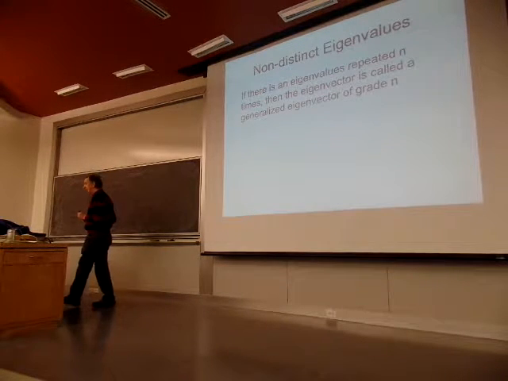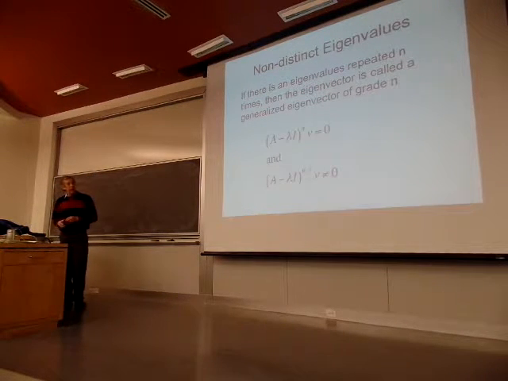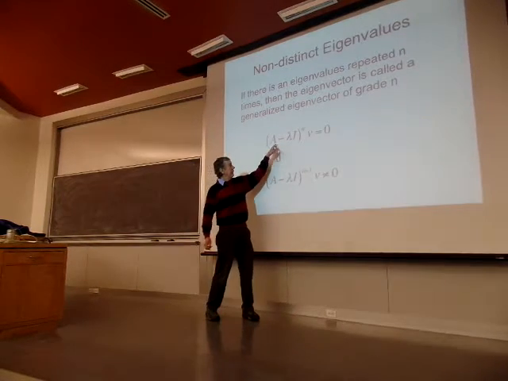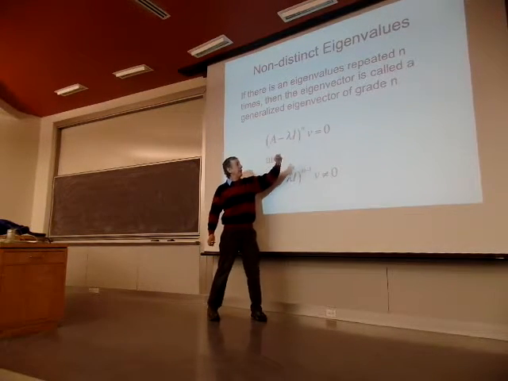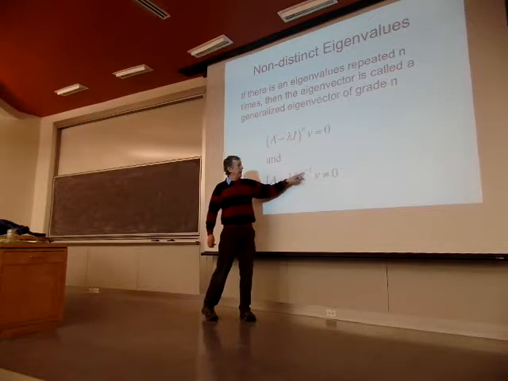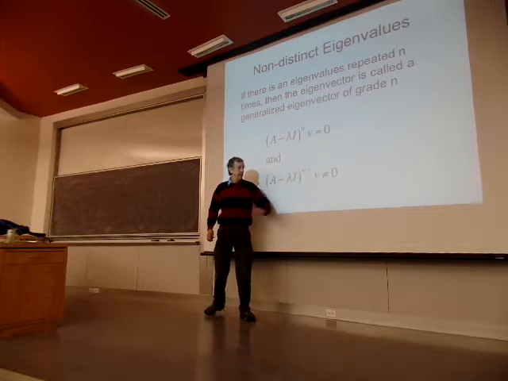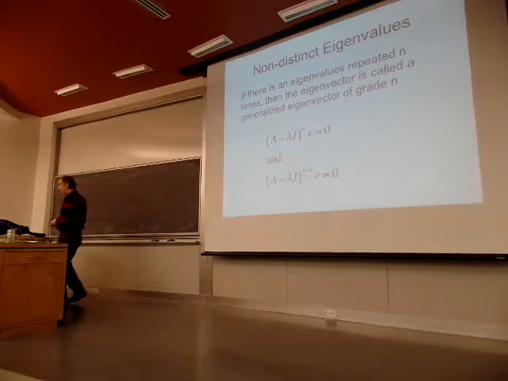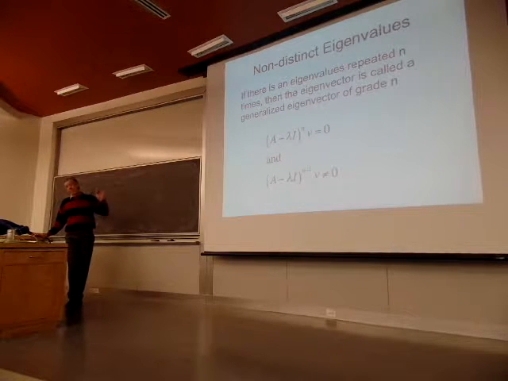Definition there. So let's look at it. Looking at the repeated ones, if I had this thing, the nth power times an eigenvector must be 0, but the n minus 1 power of it is not 0. That's where the problem comes in. First one, no sweat. All the others, problem.